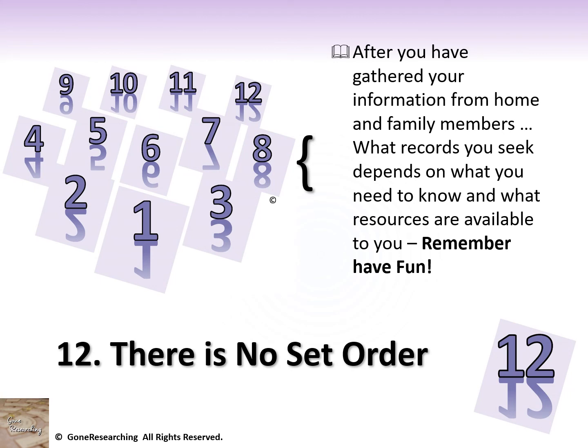But don't worry, we're at the end now. After you've gathered your information from home and family members, what records you seek depends on what you need to know and what resources are available to you. So step 12 is there is no set order. The order in which you approach things depends on what you need to know and what resources are available to you. Remember to have fun as you are doing your genealogy.